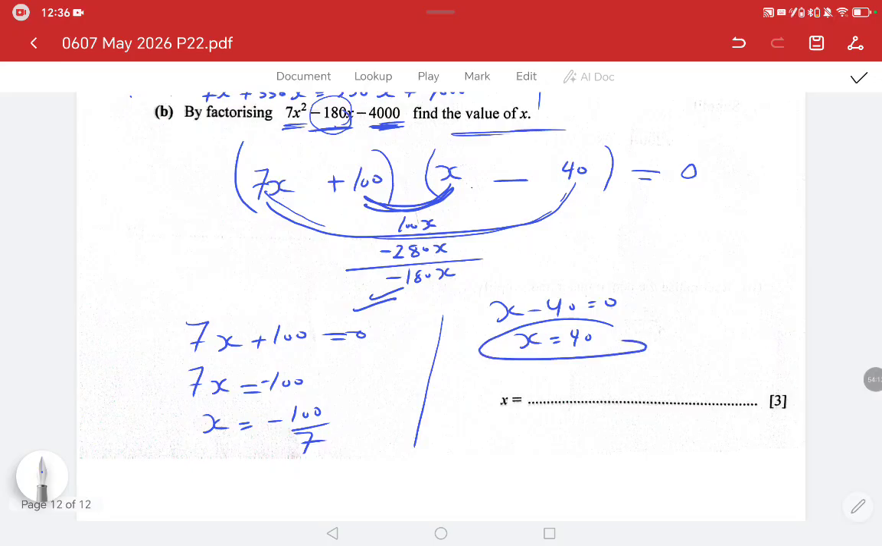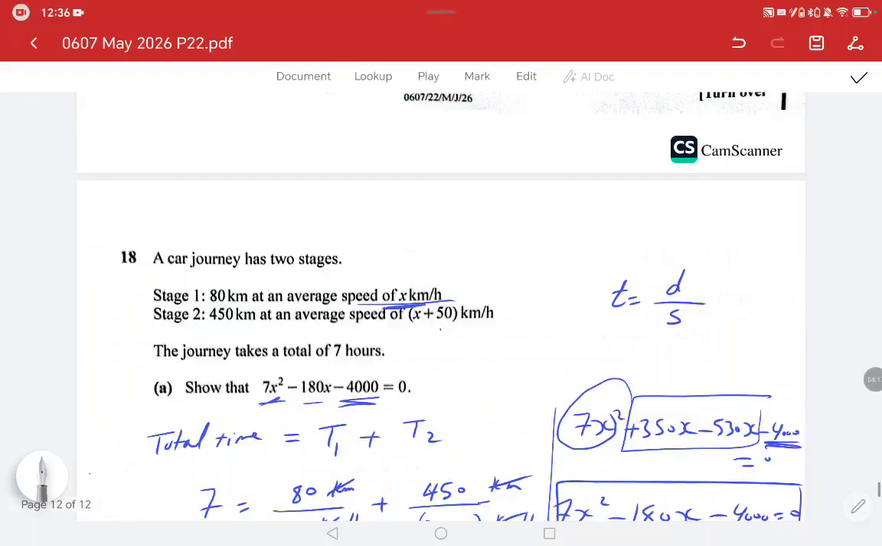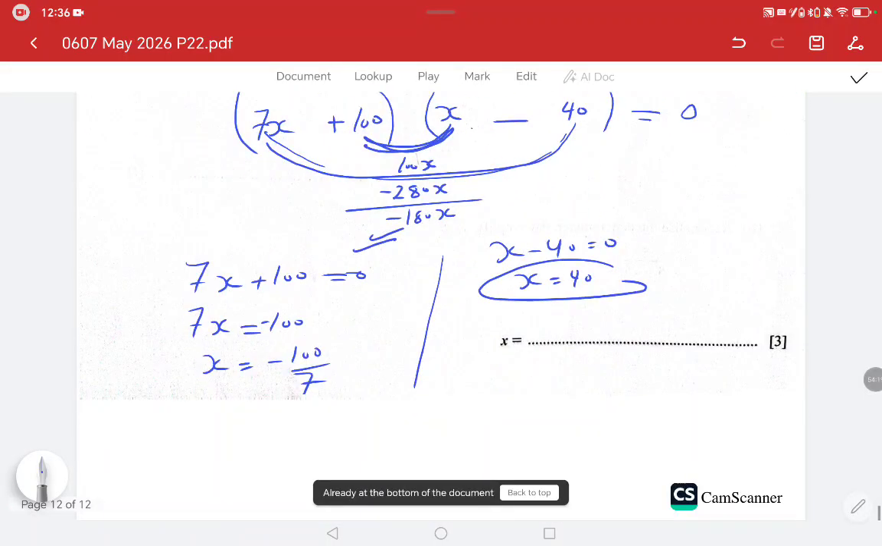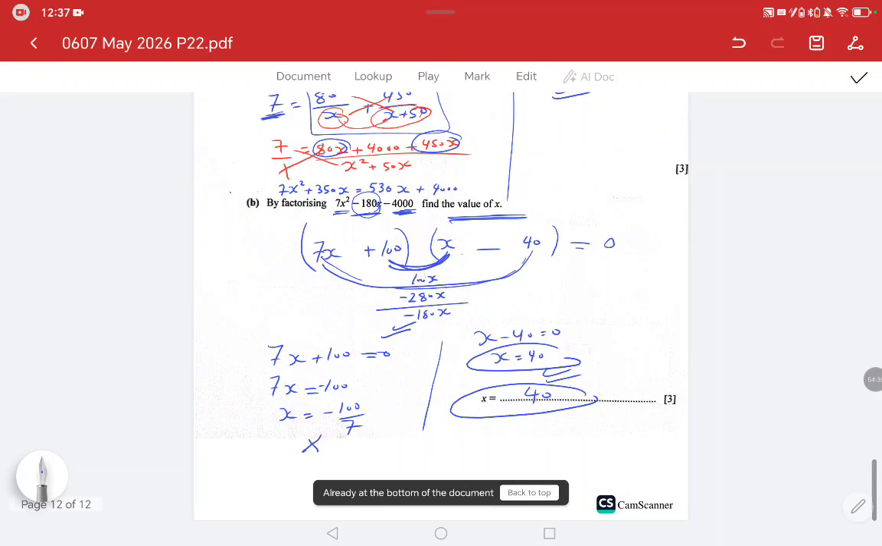So what is the value of x? If you look at the main equation, x was the speed. The speed, of course, can't be negative, so we will ignore this one and take x equals 40. Okay, so we are done with this question and the whole exam. Double check your work. Hopefully you did well on this exam.